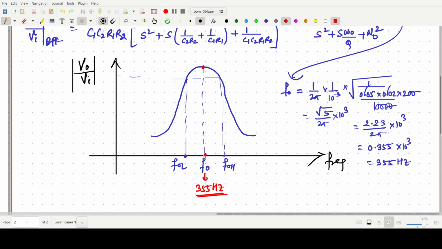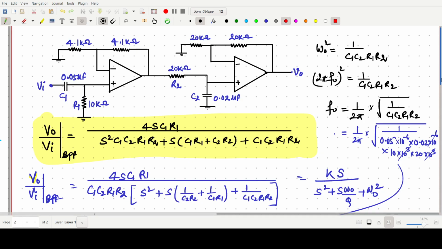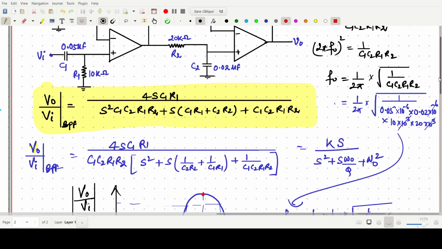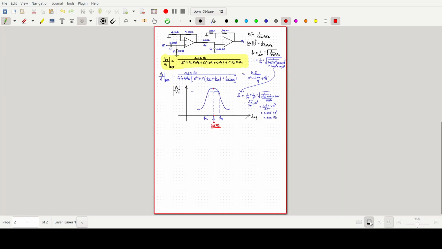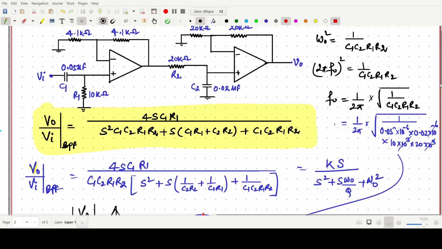Now we have to find the lower cutoff and higher cutoff frequency. That can be found by looking at this circuit. This part will give the lower cutoff. So from this one, the RC circuit, this part, is our C and R.